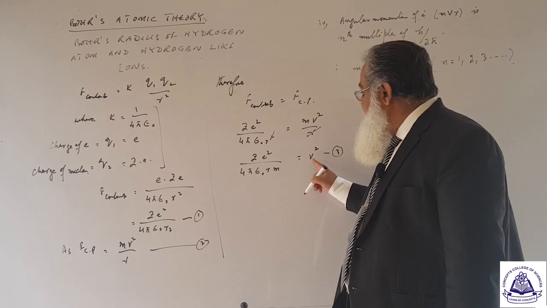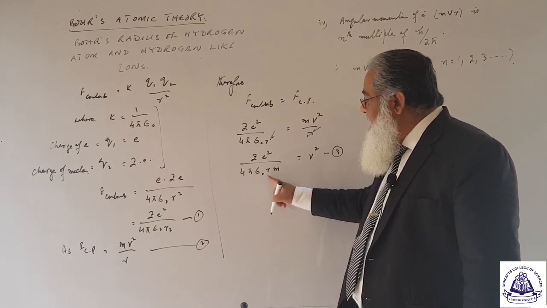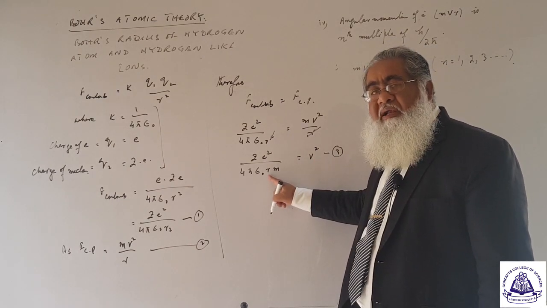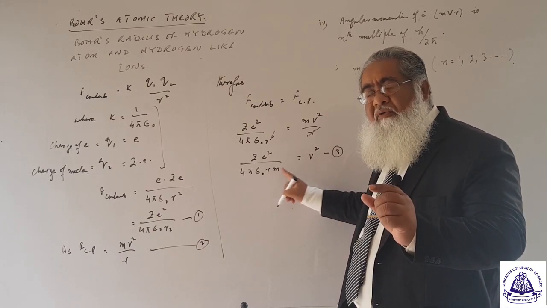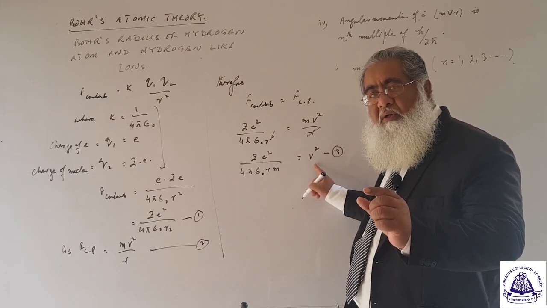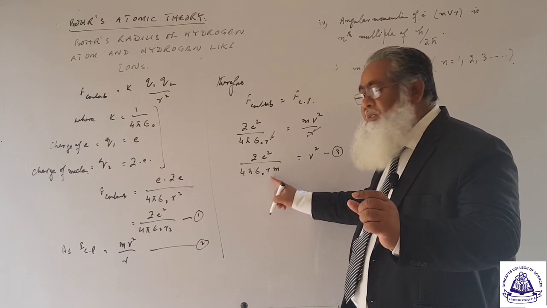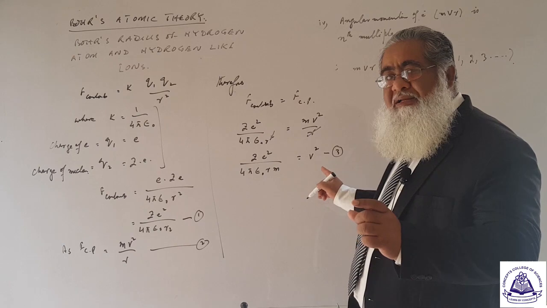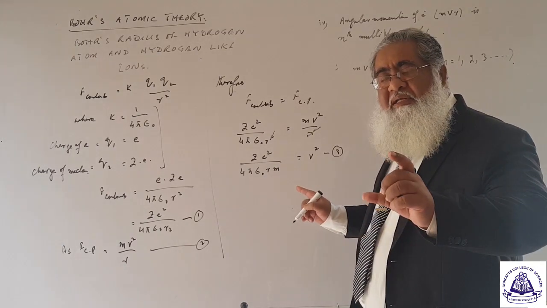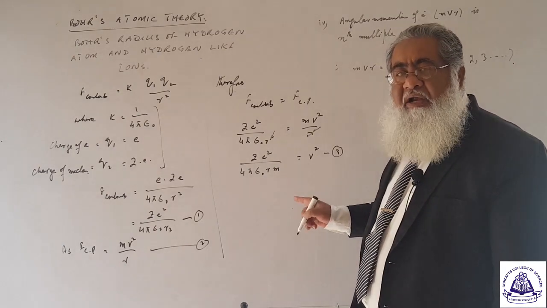Now, this formula tells that the velocity of the electron is inversely proportional to the radius of the atom. If radius is smaller, then the velocity of the electron will be higher, greater. If the radius increases, the velocity of the electron will decrease.